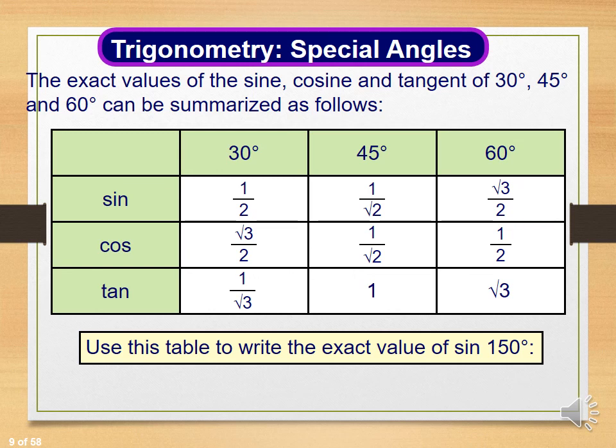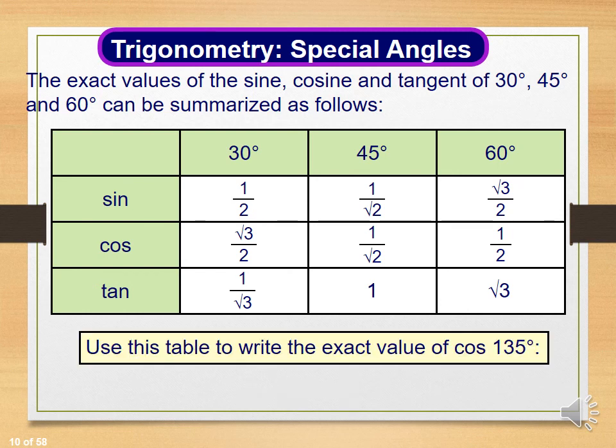150 degrees is in the second quadrant. So we do 180 minus 150. That gives us 30 degrees. However, in the second quadrant, sine is positive. So sine 150 is going to have the same value as sine 30, which is 1 over 2.